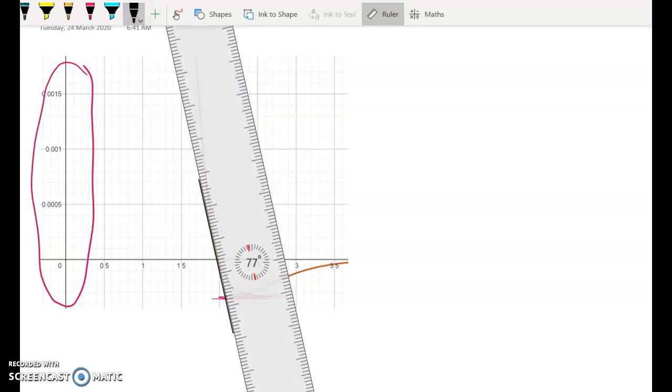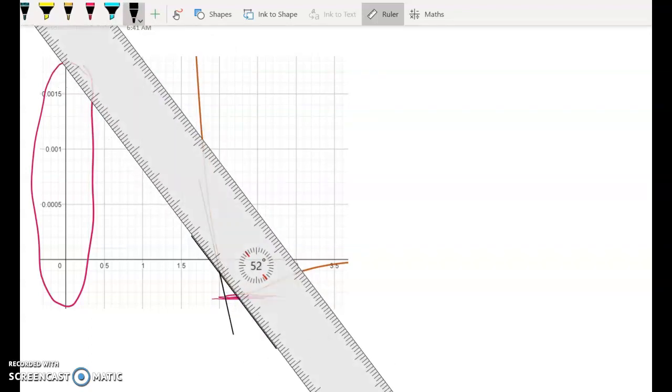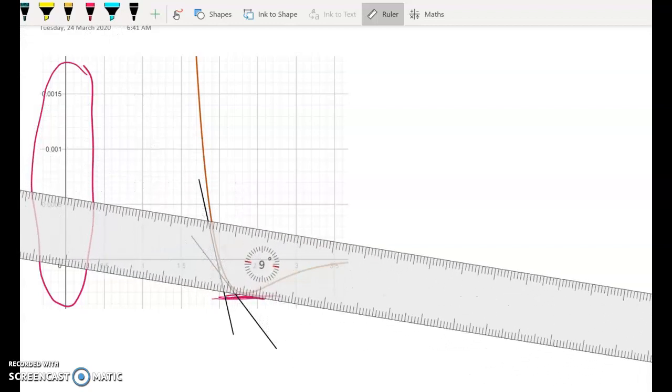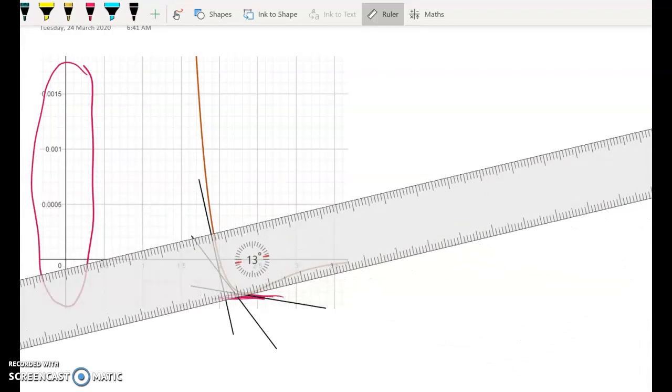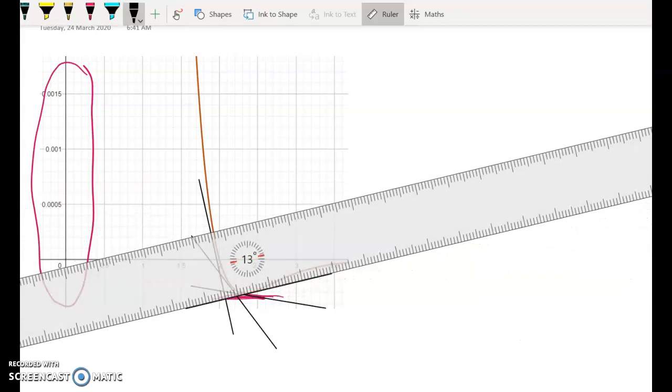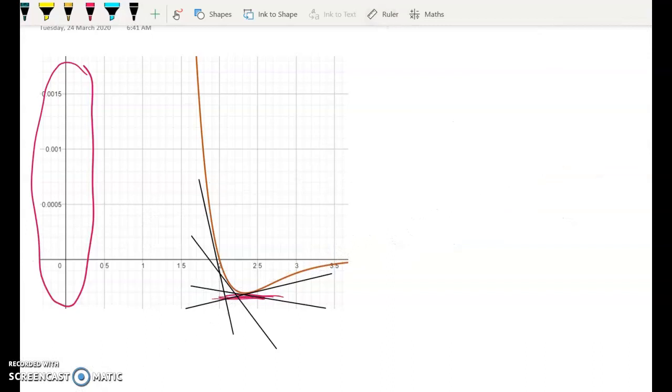So my gradient here is extremely negative. As I head towards the minimum point, the gradient's still negative, but it's getting less negative, right? So, I have actually managed to do that quite cleanly. Wow, cool. Okay, so you can see that the gradient is 0 here. That's the first derivative test, but the gradient is increasing to give me a minimum.